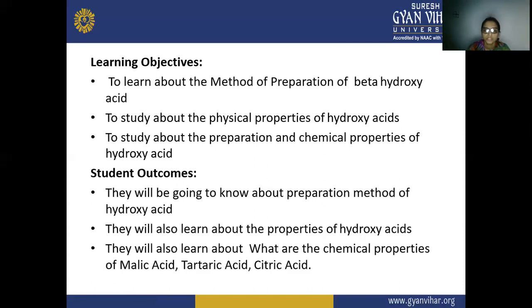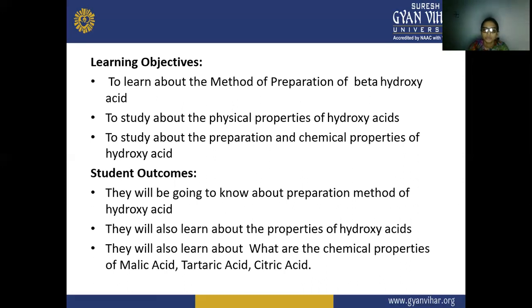So the learning objective of this topic, carboxylic acid, is that here we are going to learn about the method of preparation of beta hydroxy acid, and also we are going to study the physical properties of this hydroxy acid. These are the carboxylic acid derivatives, and also we are going to study the preparation and chemical properties of hydroxy acids, and the student outcome.